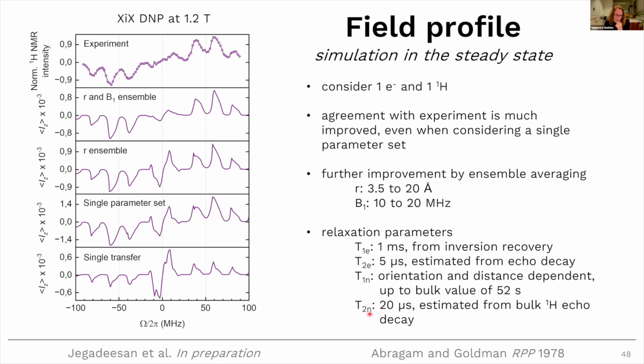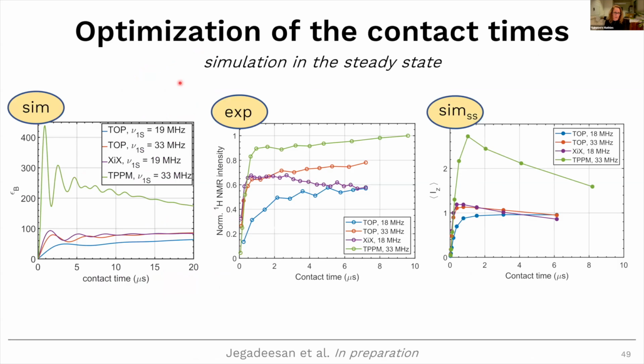For the T2n, where we were struggling with what value to use, we just put in a bulk value that we estimated from the decay of our proton echo, which was about 20 microseconds or thereabout. So we assume here that the T2n does not change when we get close to the electron paramagnetic center. With this set of parameters, we were able to simulate the experimental field profiles very well, but we could also simulate very nicely the contact curves.